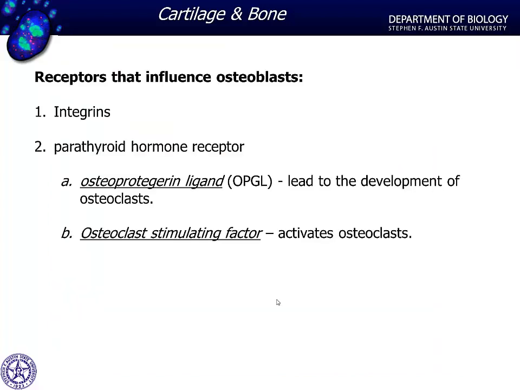Now, osteoblasts are going to be responding to their environment. They're going to be responding to external cues as to the extent of their activity. And so on the cell surface of osteoblasts, we have integrins, and remember these are dimeric transmembrane molecules, alpha and beta subunits, that interact with the extracellular matrix, the collagens. In this case, we're going to have osteonectin as a cell adhesion molecule. But we also have parathyroid receptors present on the osteoblast. Now, these are going to respond to osteoprotegrin ligand, OPGL, and this is going to lead to the development from our osteoprogenitor cells into osteoclasts.